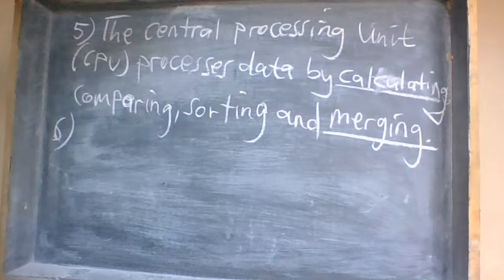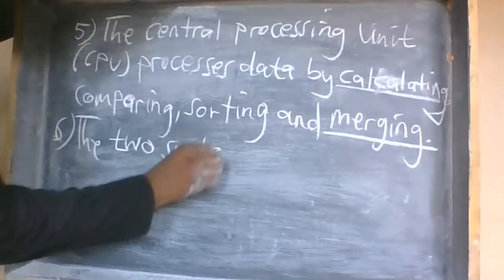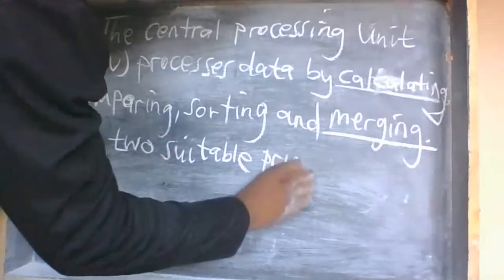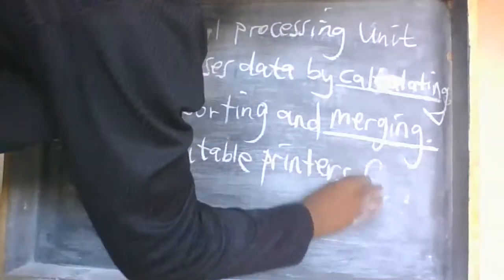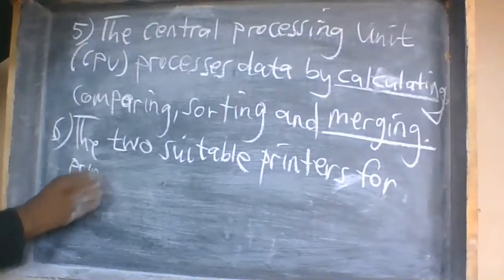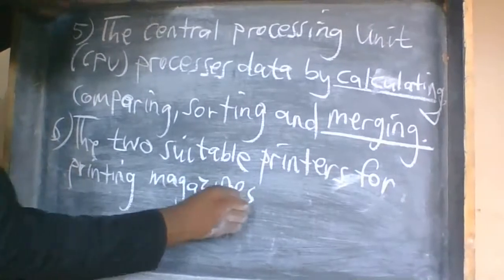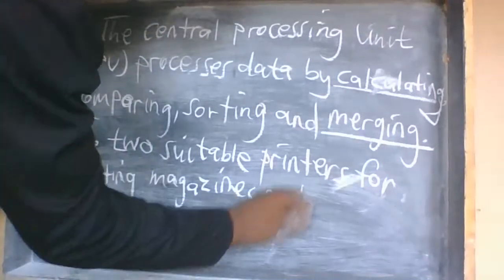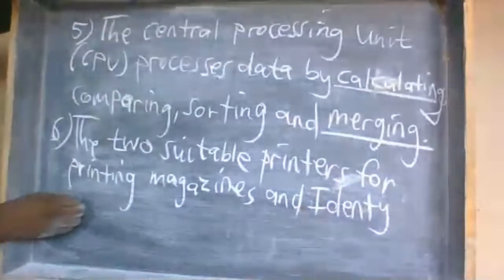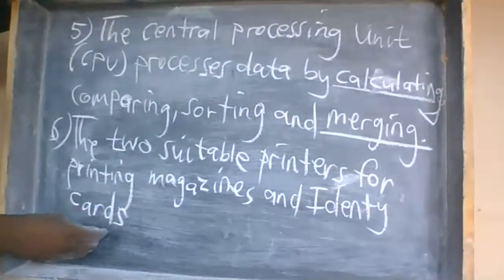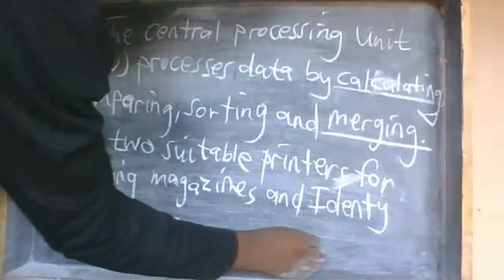Okay. Number 6, the two suitable printers for printing magazines and identity cards are dash and dash.